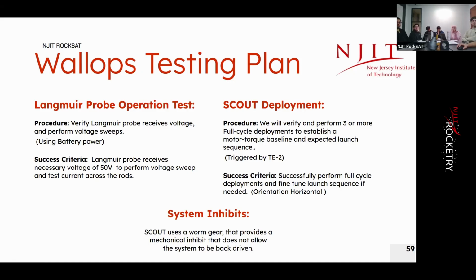And system inhibits, we included the worm gear that provides mechanical inhibits that do not allow a back drive for our Scout deployment.